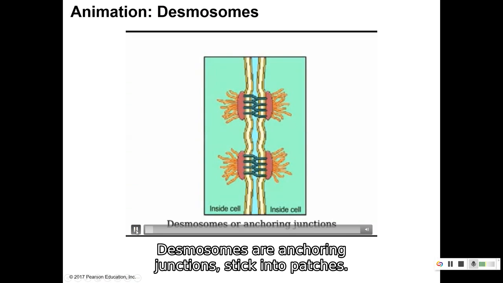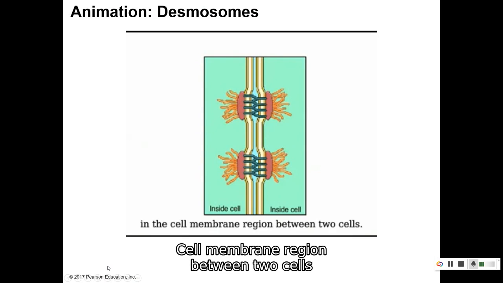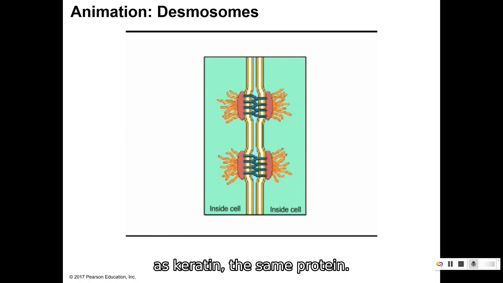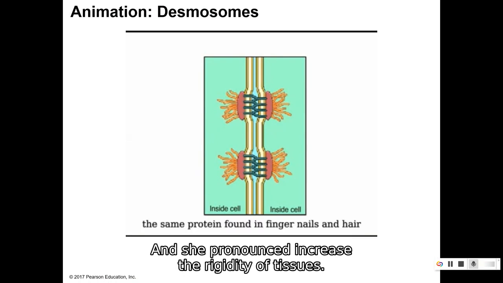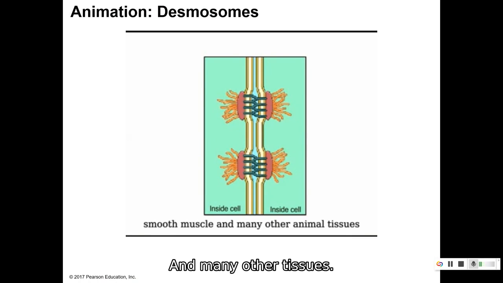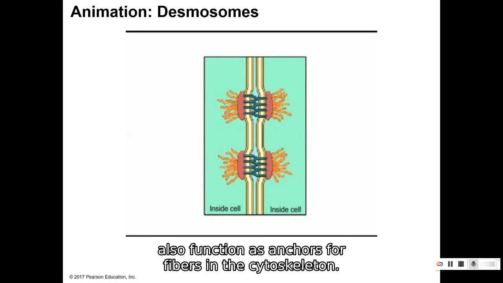these. Desmosomes, or anchoring junctions, appear as thickened patches in the cell membrane region between two cells. Desmosomes contain specialized proteins such as keratin, the same protein found in fingernails and hair, that increase the rigidity of tissues. Desmosomes, such as those found in epithelium, smooth muscle, and many other animal tissues, are button-like junctions that bind cells together and also function as anchors for fibers in the cytoskeleton.